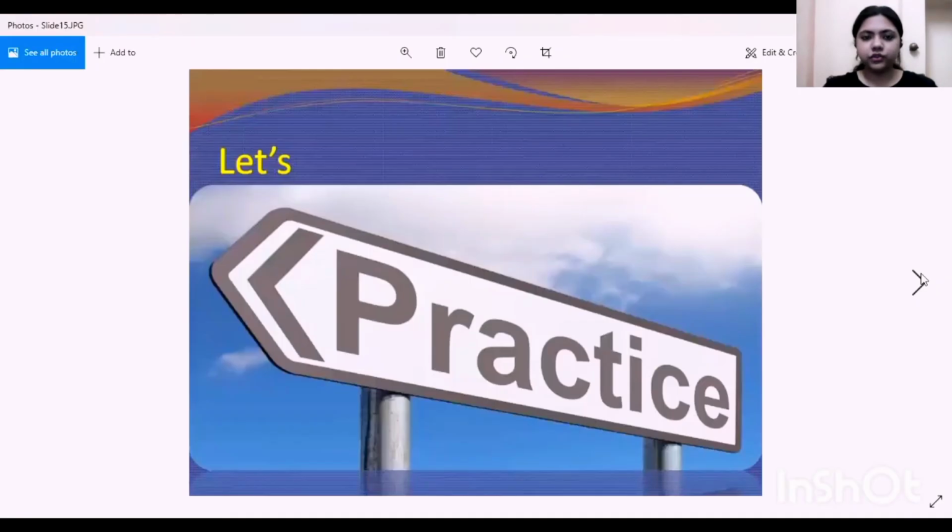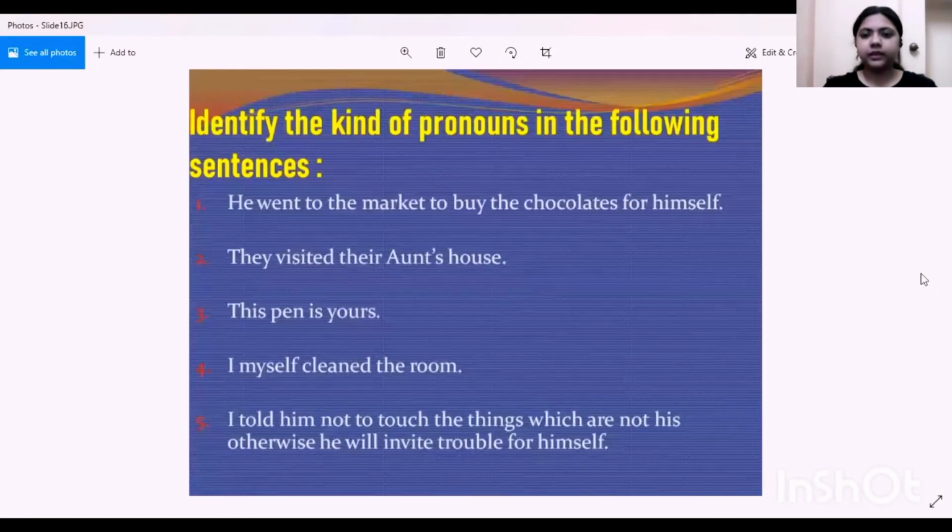Now, since you people have understood and you do not have any questions to ask, let us move on to the practice session. So let's practice. All right. The question is you have to identify the kind of pronouns in the following sentences. Let's have a look at these 5 sentences quickly and then raise your hands if you know the answer.